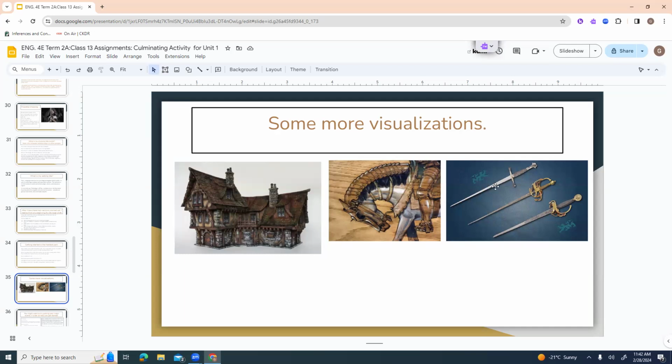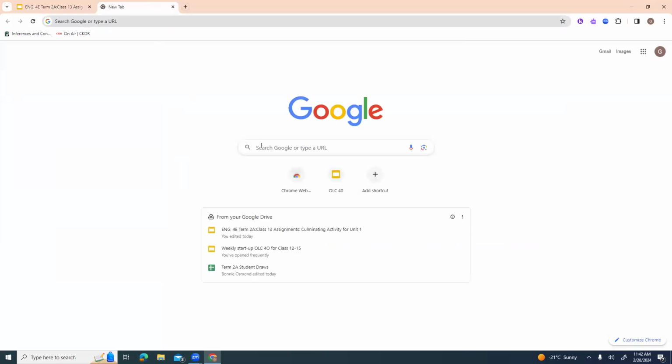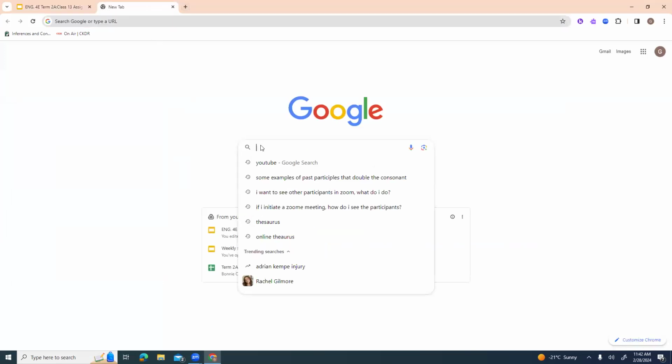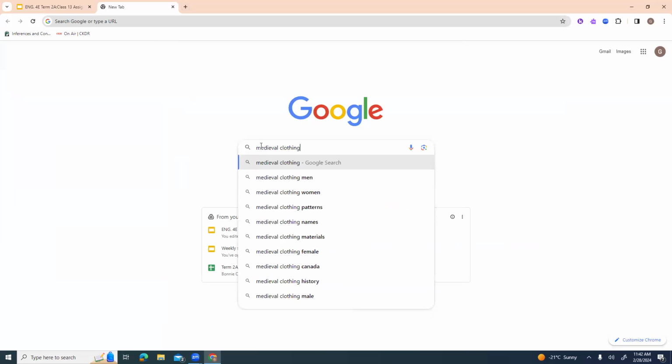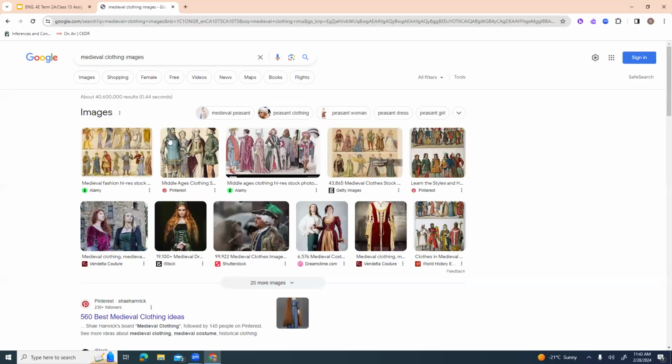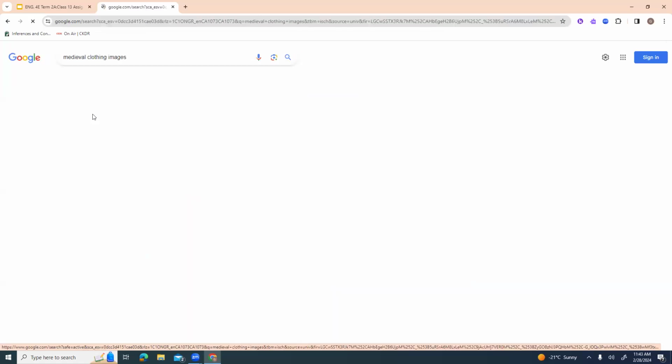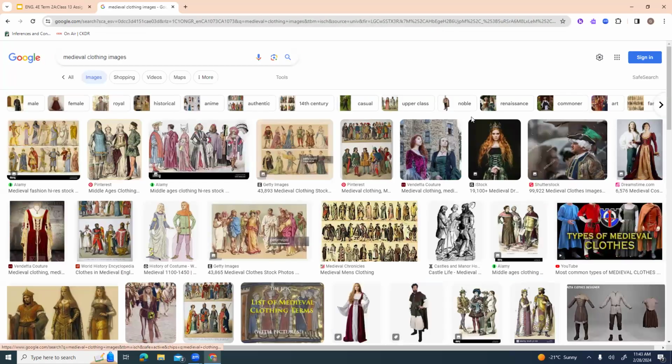Swords. You can see here's a very simple sword. This might be like a fancy sword that a king would use. And then I might want to picture something else. So I'm using Google Slides, but you could use anything. I could go up to Google and just put any kind of item. Maybe I want to picture medieval clothing. Okay. I want to picture what she's wearing or what other people might be wearing around her. Images. Okay. I click on images, it's going to give me a whole bunch of things.